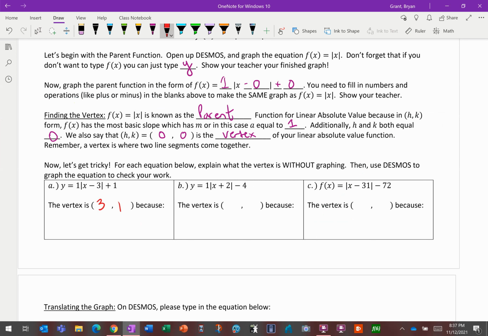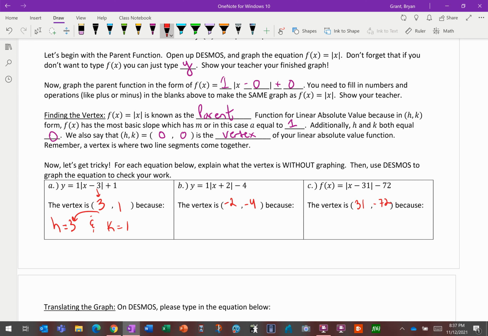Is there a way we could have gotten that without graphing? Well, hopefully you're saying, oh yeah, that's just h and k, right? So we know that h is 3 and k is 1. Notice that h always, even though it's not a line, still presents as the opposite. So I bet you can figure out the rest of these: -2, -4, and +31, -72.